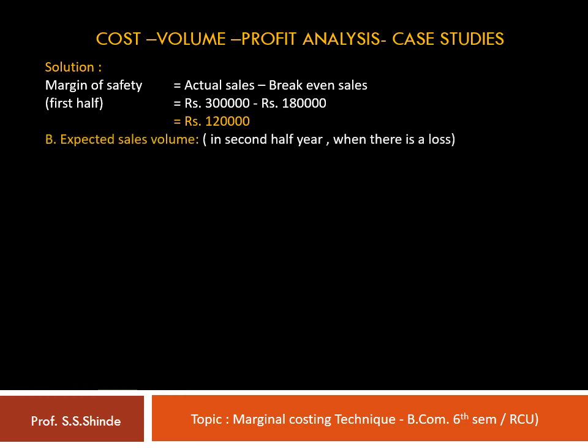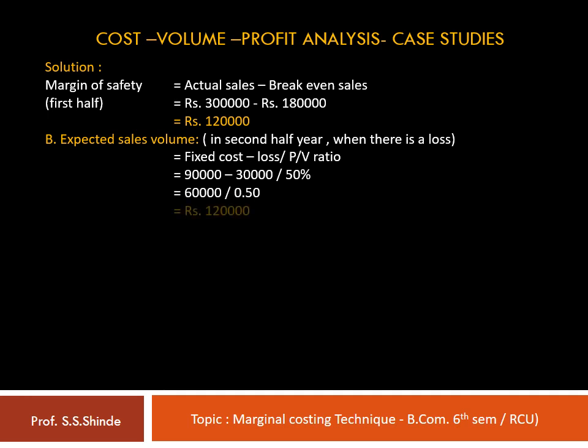Now let's answer the second question, that is calculating the expected sales volume in the second half year where there is a loss. So the equation would be fixed cost minus loss divided by PV ratio. That's equals to fixed cost is 90,000 minus 30,000 divided by 50%. That is equals to 60,000 divided by 0.50, which works out to rupees 1,20,000.